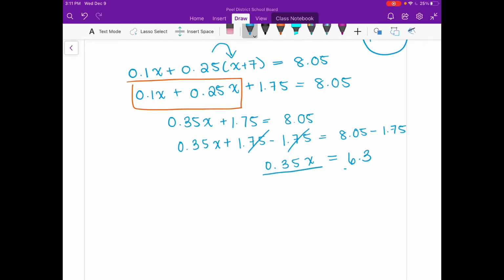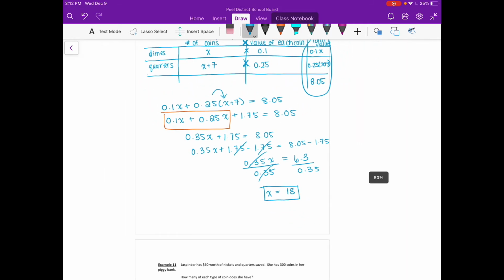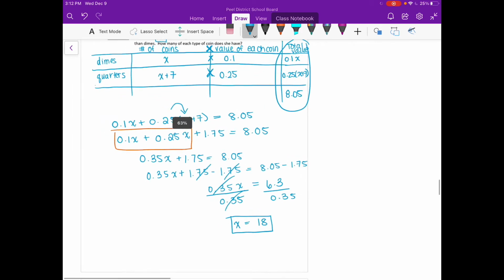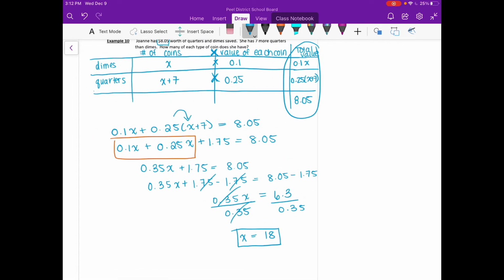I'm going to divide both sides by 0.35 to get rid of this 0.35 here. So x is equal to 6.3 divided by 0.35, so I'm just going to put that in. 6.3 divided by 0.35 is 18, so x is equal to 18. And see how even though I had decimals, I ended up getting a whole number. That's because of just how decimals work, right? So I have x is equal to 18.